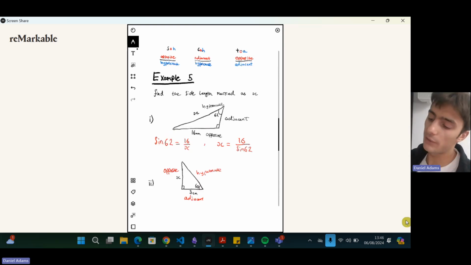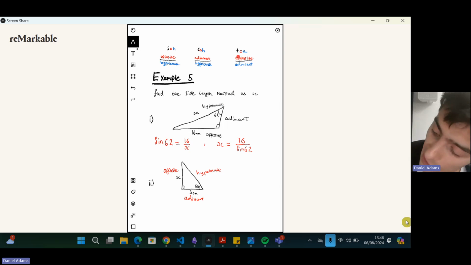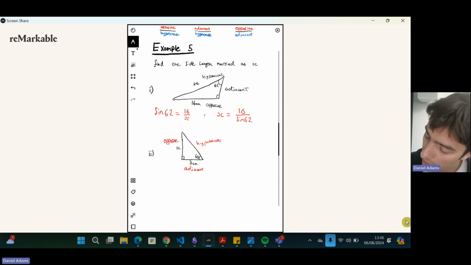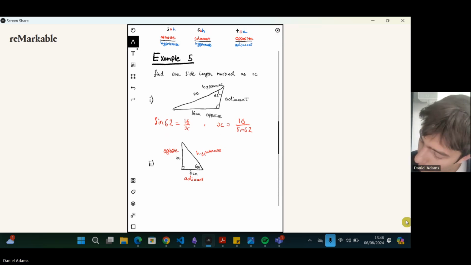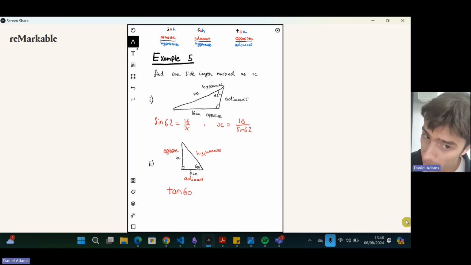So which of these three doesn't have the hypotenuse in it? It's the tangent or the TOA, which is the opposite over the adjacent. It doesn't include the hypotenuse. So let's try and use that one. That one says that tan of our angle, which is 60, is equal to the opposite over the adjacent. Here the opposite is x and the adjacent is 3. So let's solve this for x. We solve it by multiplying through by 3, and we get x is equal to 3 times tan of 60.